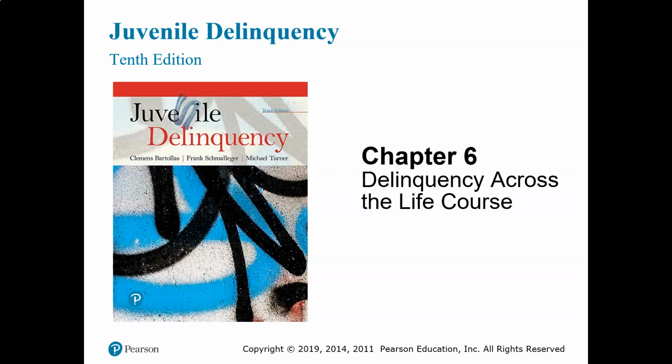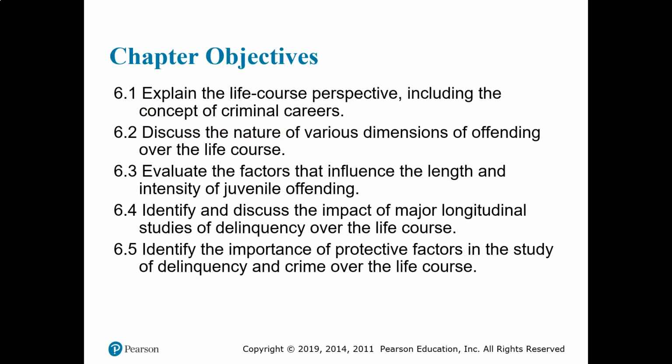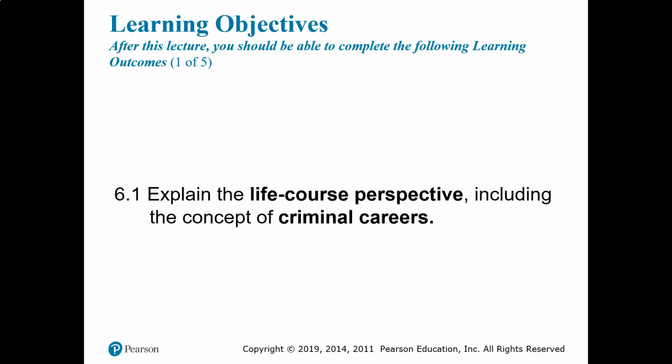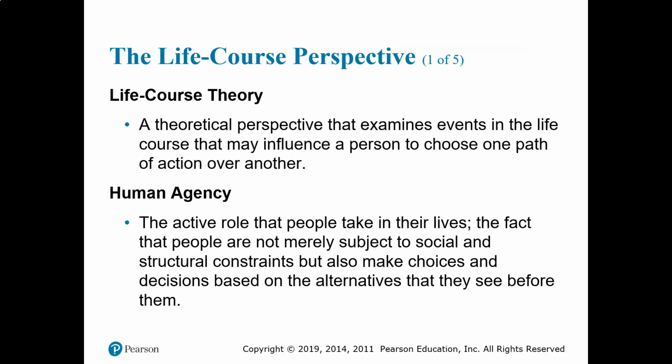All right, Crim 11, let's knock out Chapter 6, Delinquency across the life course. So, here's all your objectives. Life course theory, a theoretical perspective that examines the events in the life course that may influence a person to choose one path over another.